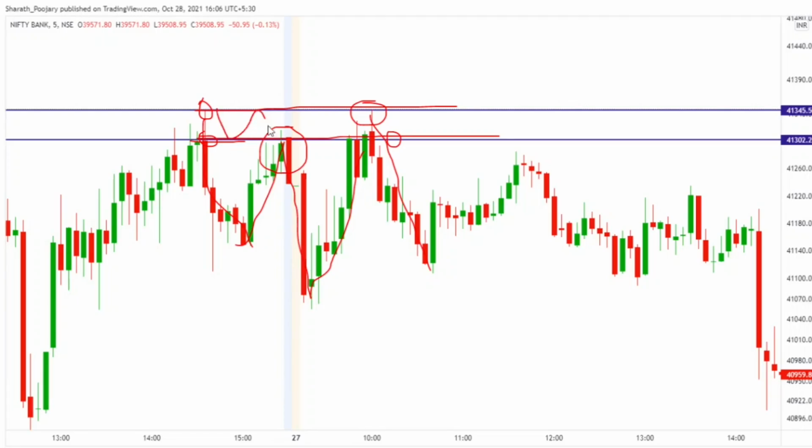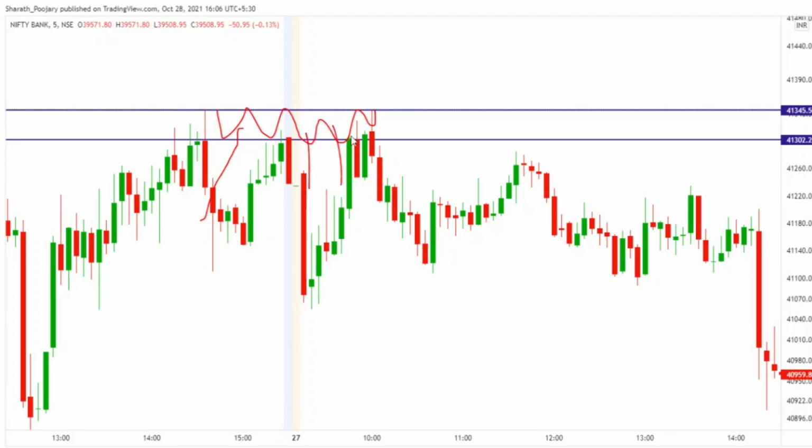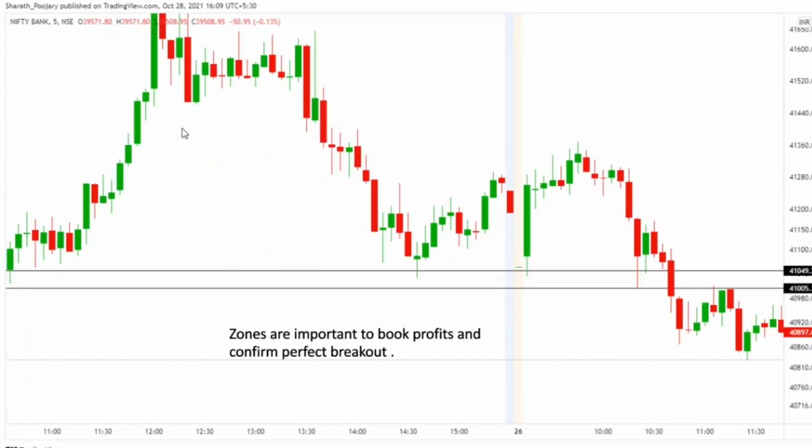So this whole zone will act as a resistance for the price. Price might reverse from anywhere from this level. You should watch the price action at this zone and then take your trade. So this is how we can mark a zone on the chart.